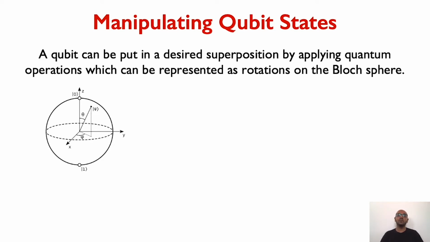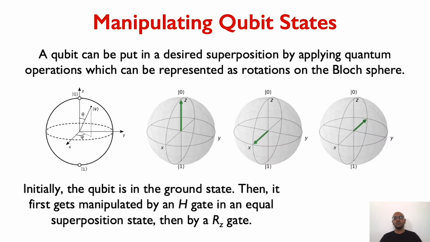Now we can actually show how we can apply a desired superposition to a given qubit by applying quantum operations, which can be represented as rotations on these Bloch spheres. Now let's look at an example of how these rotations can be applied using the three Bloch spheres that are shown here. In the first Bloch sphere, we see that the qubit is initially in the ground state, which means that the vector is pointing straight up towards the 0 state.